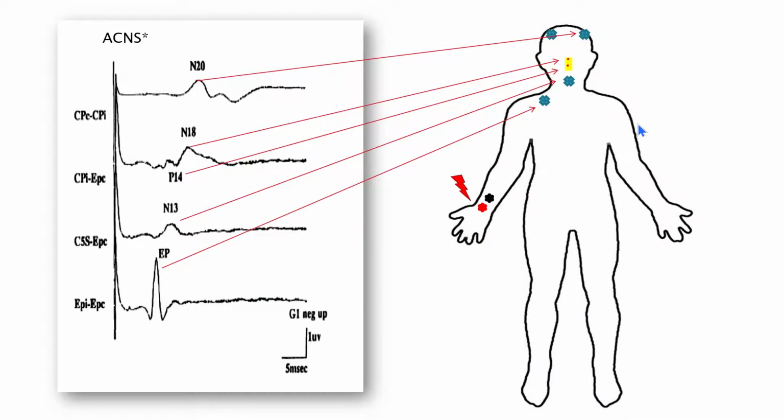This is from the ACNS. It just points out the different responses, and then there's the pathway. Stimulating the median nerve, the peripheral response is N9 from the peripheral nervous system. Then it enters the central nervous system where you get the cervical, the subcortical, and the cortical response. And this is what it looks like.